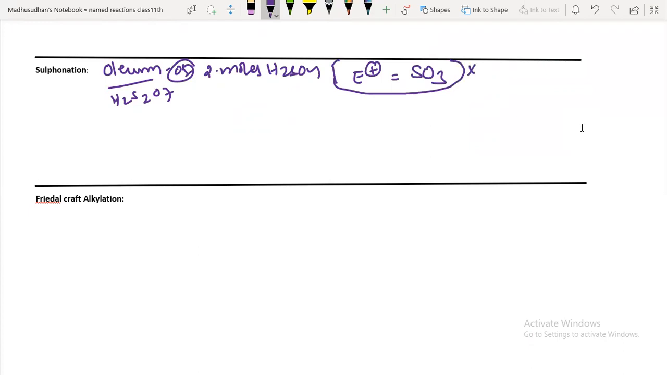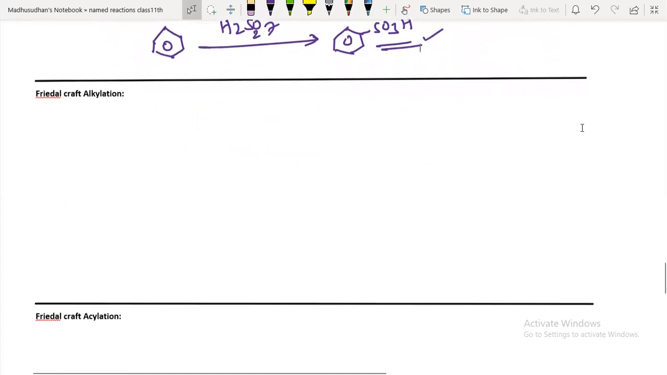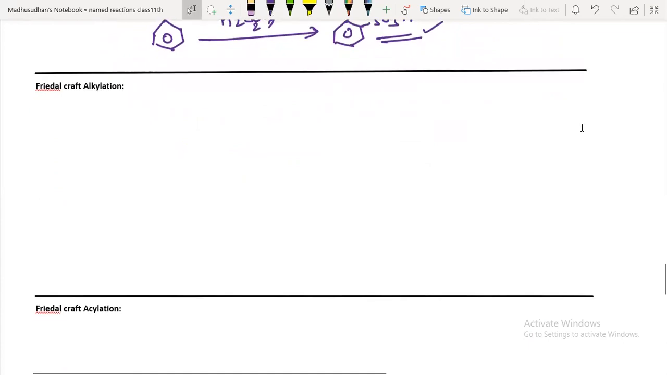So this is the most common mistake students will commit here. It is a neutral electrophile. There is no charge on it. SO3 is the electrophile in sulfonation. Remember, most of you will feel that SO3H is the electrophile in H2S2O7, the reagent used here. And the product formed in this is benzene sulfonic acid, SO3H.